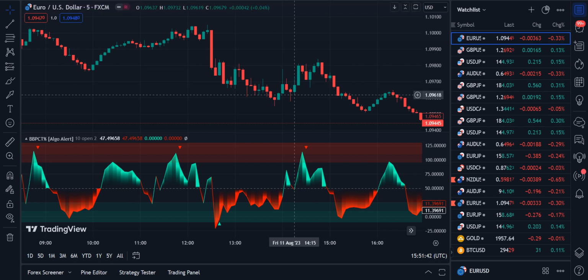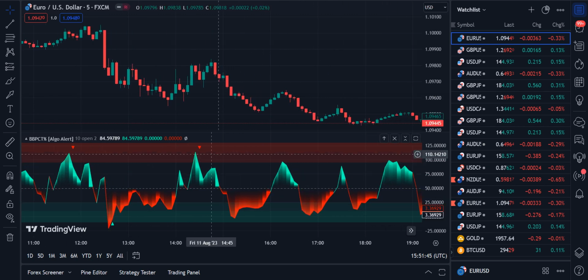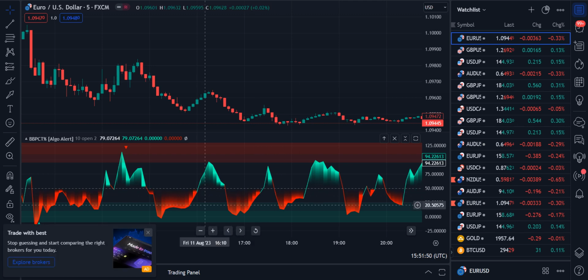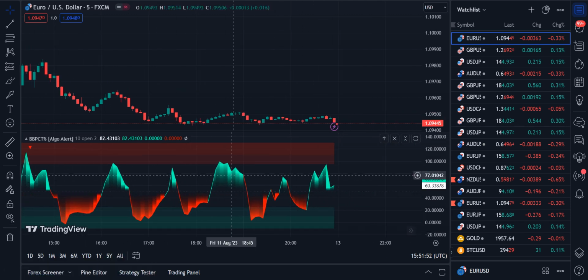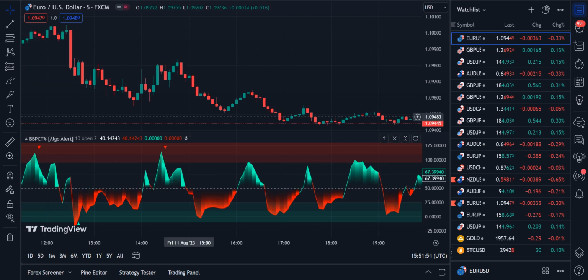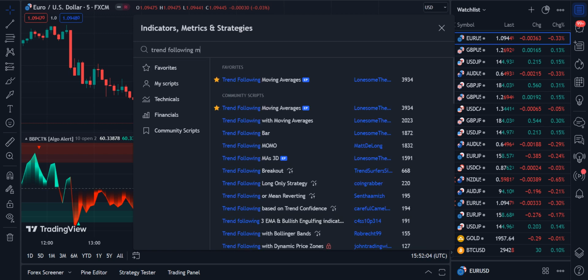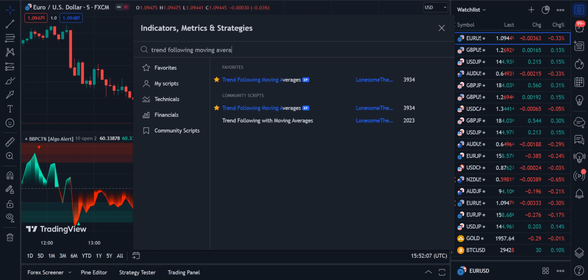Okay, one more thing that I want to show you. If you want to add one more indicator to make your trade more clear, or to decide whether we have to take the trade here or not, then you have to add one more indicator into this strategy, and that is Trend Following Moving Averages by Lonnie Som, and 3,934 traders are using this indicator. So simply click on it, and it will be added into your chart.